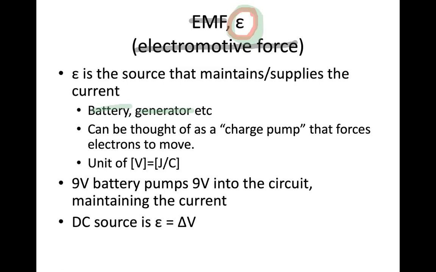So we want to be able to move between our two symbolisms for it. Curly E, which is very general, could be a battery, but it could be something else. And delta V specifically when we're talking about a battery, like a Duracell battery. Okay. So this electromotive force, or battery, is like a charge pump that forces the electrons to move.